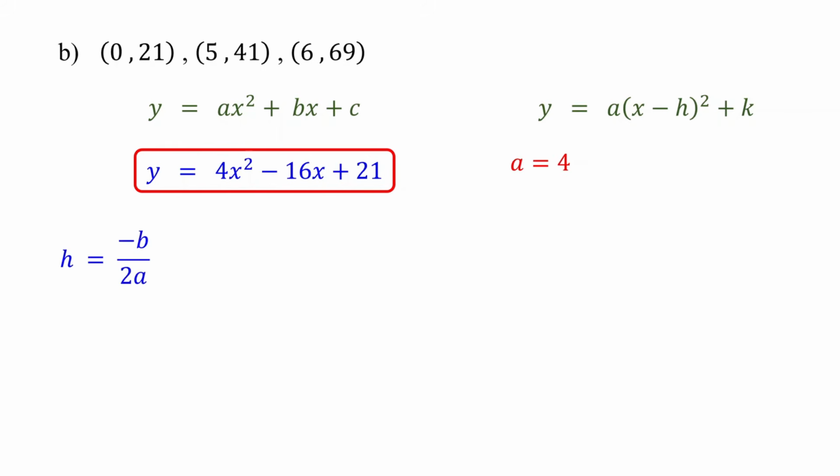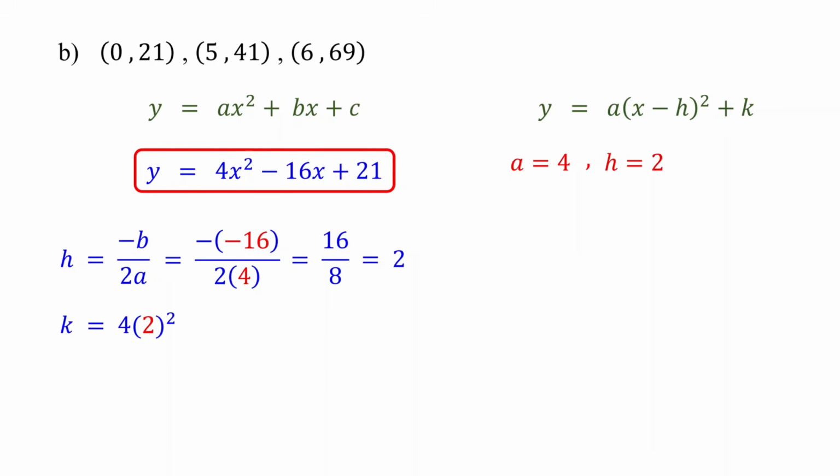Next, find h using the formula -b over 2a. A is 4 and b is -16. Substitute these values into the formula. Simplifying this, we find that h equals 2, right?